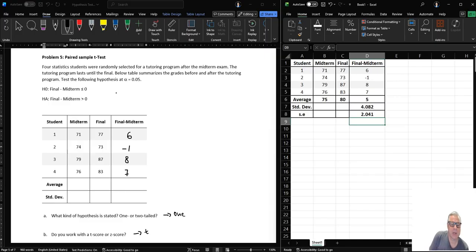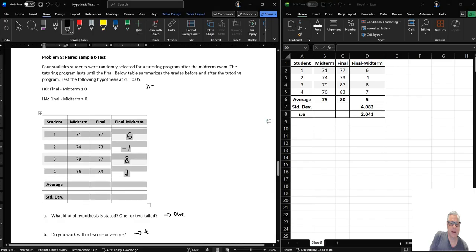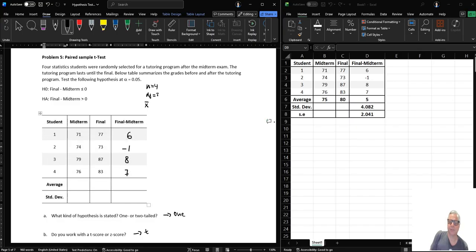Okay, so now if we solve this problem, what's all the information that we have? So we know n is 4, and then that means degrees of freedom 3. Our sample average is a plus 5. And that is the average of final minus midterm, and the standard error is 2.041.